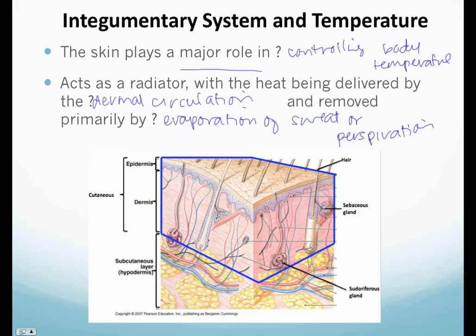Okay, so if we're cold, we can deliver more blood towards this area, or our tissues and our cells of our skin. We have increased blood flow to this area.